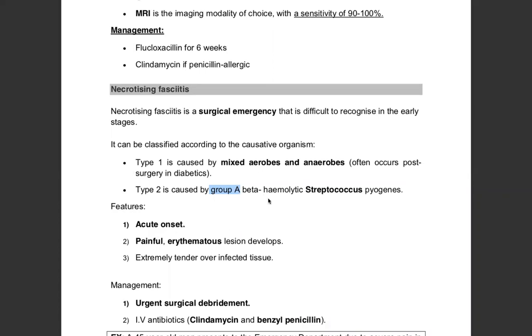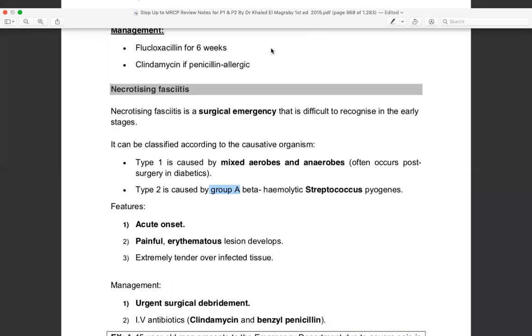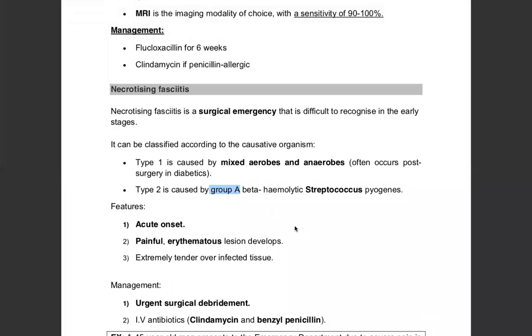And how will you diagnose this? How will the picture come? The picture will be redness in the skin with a painful lesion, and the pain is out of proportion to that lesion. Maybe the wound is like this, but I mean, this is the thigh, maybe. This is the joint, the knee joint. I wanted to just mark it.